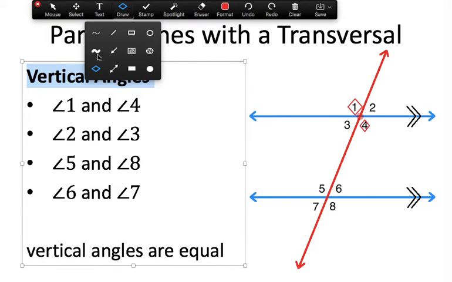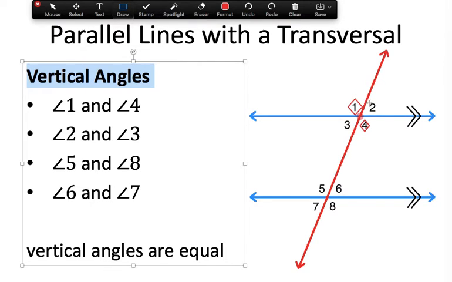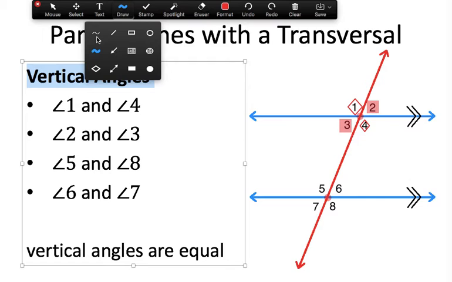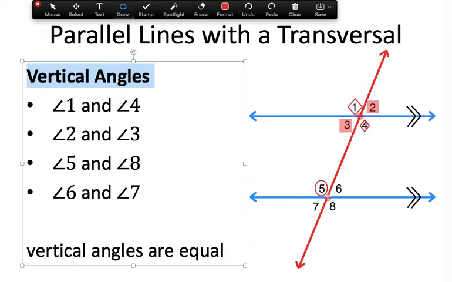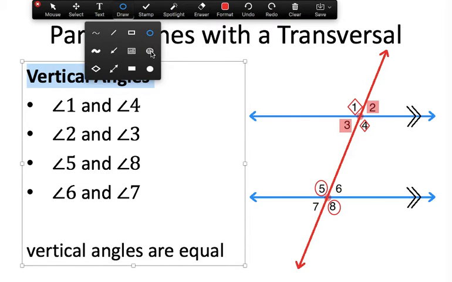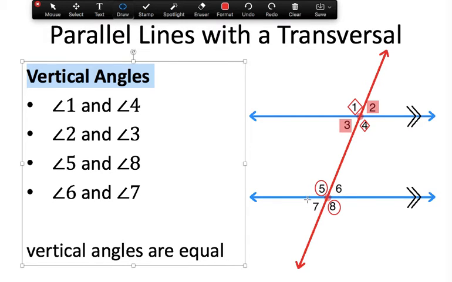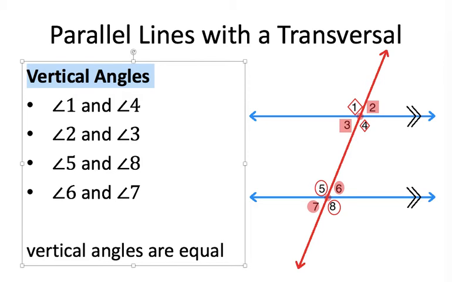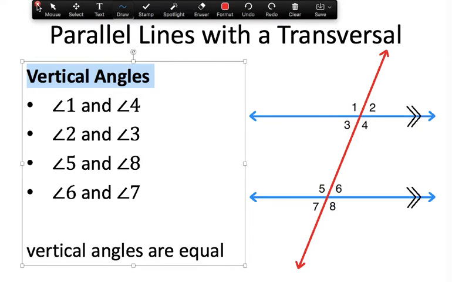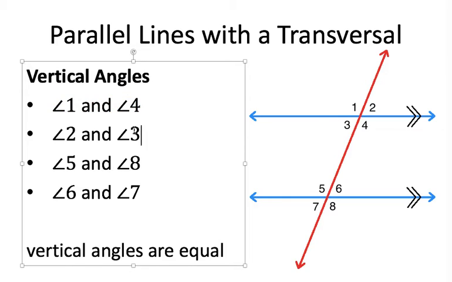Which also means that your angle 2 and angle 3 is another pair of vertical angles. Looking at the bottom part, the bottom blue line and the transversal intersect right there. Angle 5 and angle 8 are a pair of vertical angles, and then angle 6 and angle 7 are also a pair of vertical angles. Each pair of vertical angles is equal to each other. So that means angle 1 is equal to angle 4, angle 2 is equal to angle 3, angle 5 and angle 8 are equal, angle 6 and angle 7 are equal.